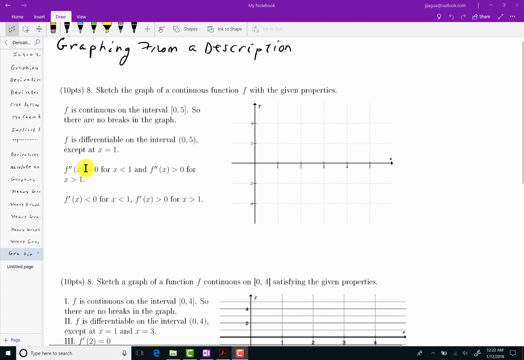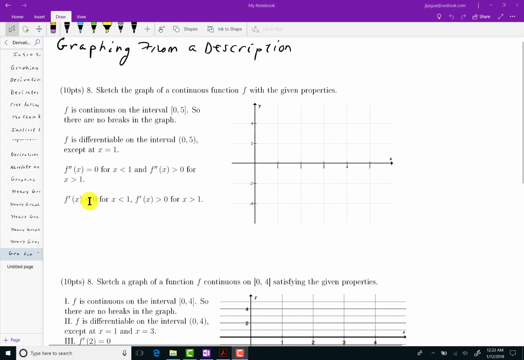F double prime of x equals 0 when x is less than 1. So what kind of functions have the second derivative equal to 0? Well, lines, any kind of a function like y equals mx plus b, if you take its second derivative, you'll get 0. So keep that in mind. The easiest thing to do here is a straight line. There are some weird situations where you could get something else, but keep this in mind: straight line for this part. So for x less than 1, I'm going to have a straight line. This just means there's no curve. Let's keep that in mind.